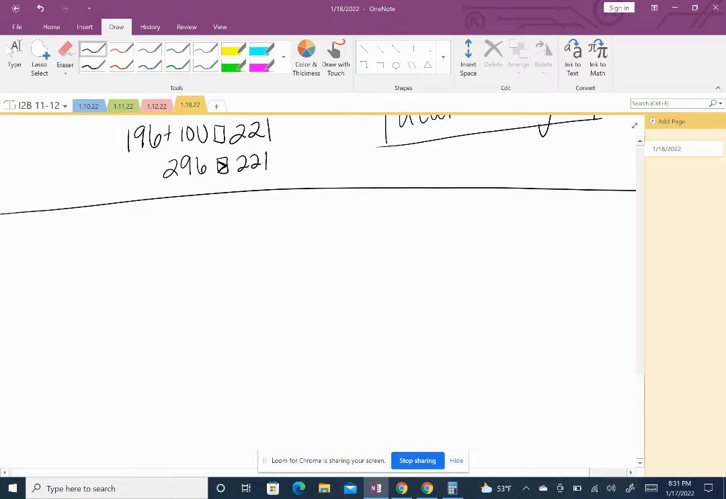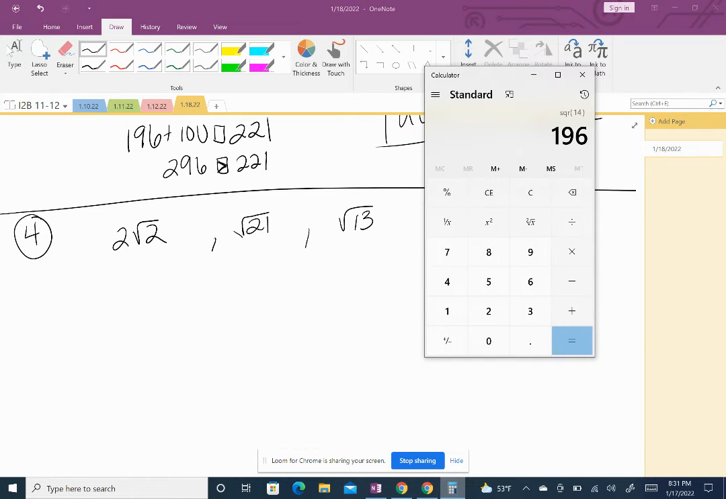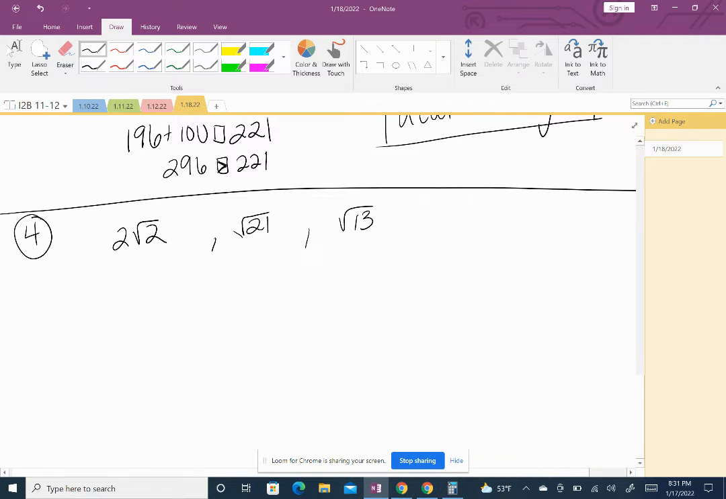Looking at our final example, same thing. I'm just going to give you a bunch of numbers. So let's say I have 2 square root of 2, square root of 21, and square root of 13. Honestly, the easiest thing to do is just put it in your calculator. So I'll start off with 2. We'll do the square root of 2 first and then multiply it by 2 after. So square root of 2 times 2 gives me about 2.8.